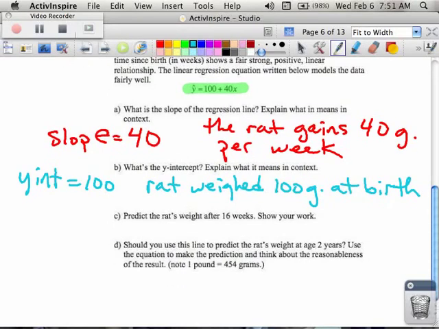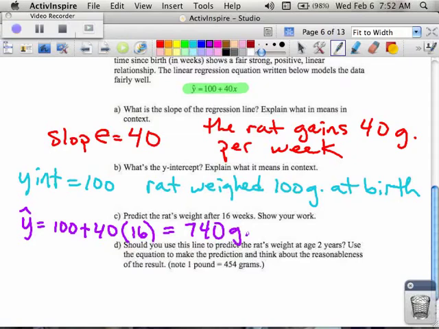And if we wanted to predict what the rat's weight would be 16 weeks later, what we would do is say that our prediction is going to be the 100 plus the 40 times 16 weeks, because that's the x, or the explanatory variable. You type that in, and based on my sources, I get 740 grams.